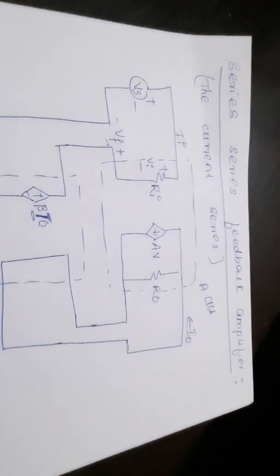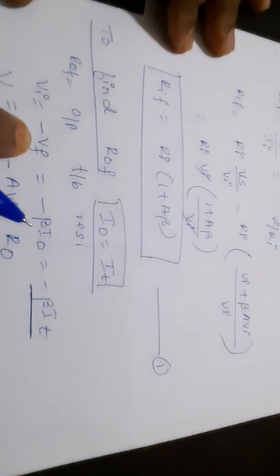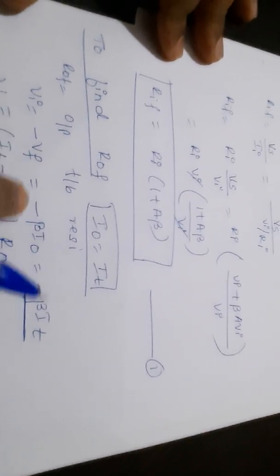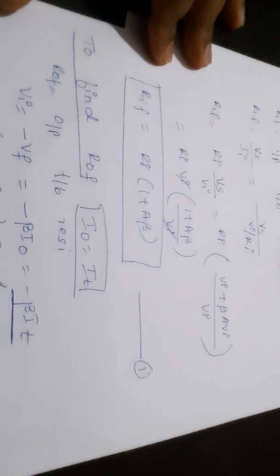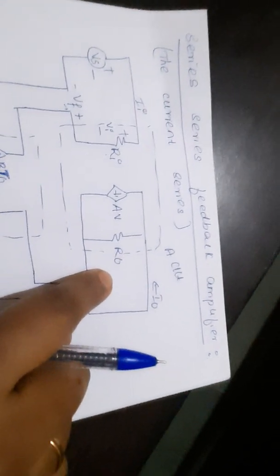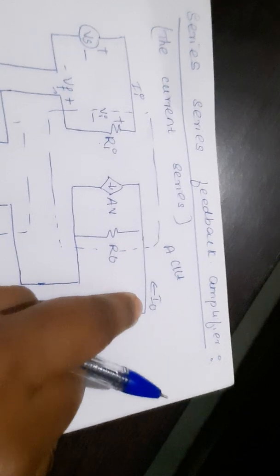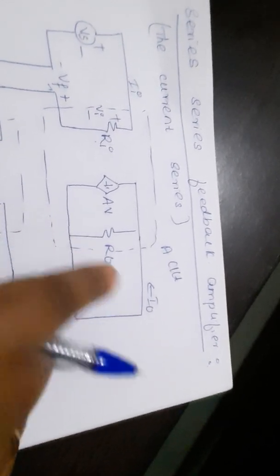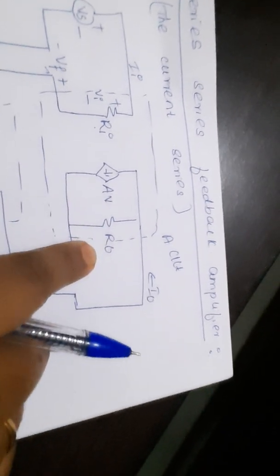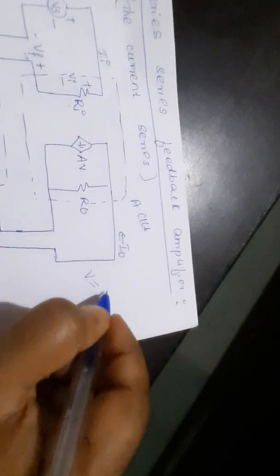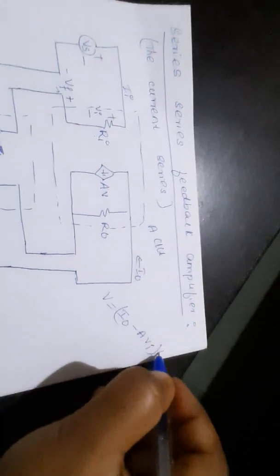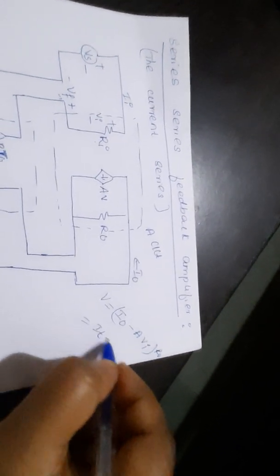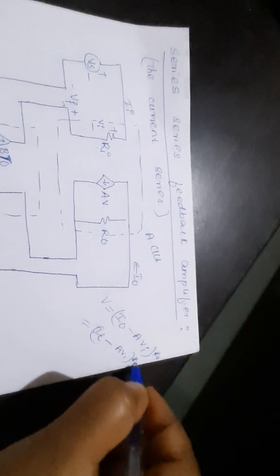Then we get Vi equal to minus Vf. From the diagram, Vi equals minus Vf and Vf equals beta I naught, where I naught becomes test current IT. So V becomes IT minus A Vi into R naught. At the output side, the output voltage is IT minus A Vi into R naught. I'll repeat once again how we got this: V is equal to I naught minus A Vi into R naught, and we have made I naught the test current IT.